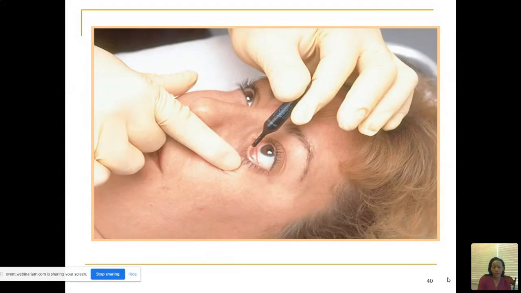Number two, don't forget, you want to teach clients post eye drops to squeeze the inner canthus of the eye right there. You're decreasing that systemic effect where they taste it in the back of their throat. So just a little quick teaching, they need to squeeze right here for a little while to decrease that from happening.